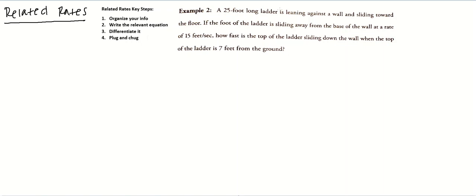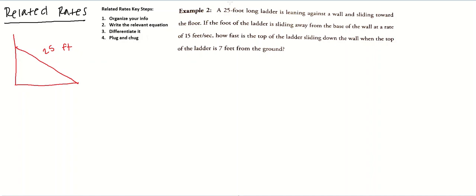So we have a 25-foot ladder that is leaning against a wall. Okay, so we'll say that the wall is right here and the ladder is leaning against it. So that means the ladder is at some angle like this, and then that is the ground. So there's my ladder, this diagonal piece, and we know that it's 25 feet long. So I'm going to label that as 25 feet. Okay. And so it's leaning against a wall and sliding toward the floor. So what they mean by that is that the top of the ladder right here that's touching the wall is sliding down. So this ladder is sliding down the wall.